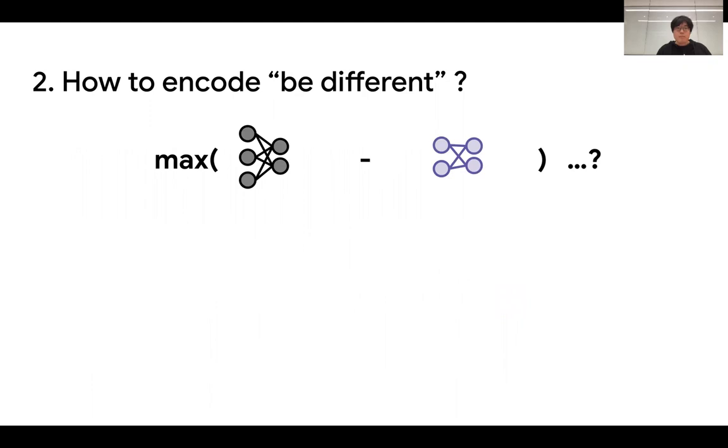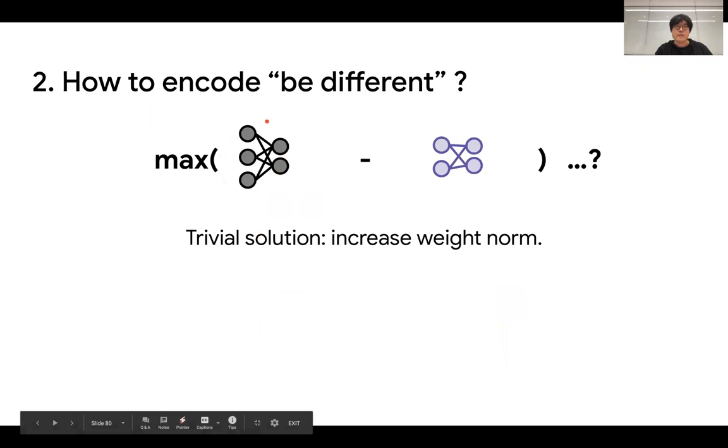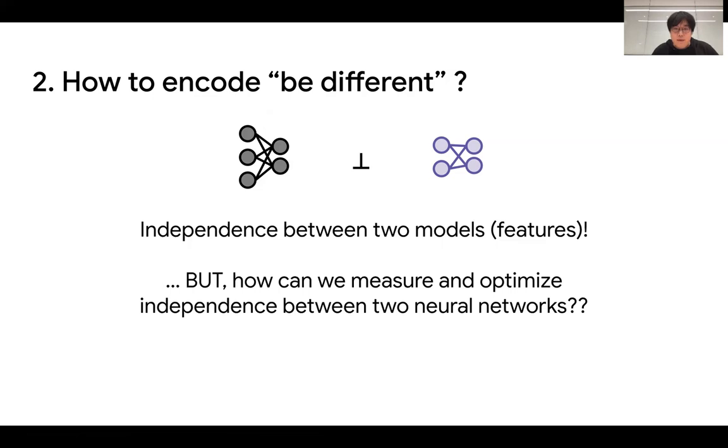So maybe we can just compute some simple algebra, like mean squared error or mean absolute error, maybe. But the problem is that this kind of optimization has a trivial solution: just increasing your weight norm. Assume your model has infinite value of the weight and the biased model has minus infinite value of the weight, then this value will be maximized. So it is not the correct answer. So we use independence in this setting. Independence is a very good measure, of course. But the problem is, how can you measure and optimize independence between two neural networks? It is not clear.